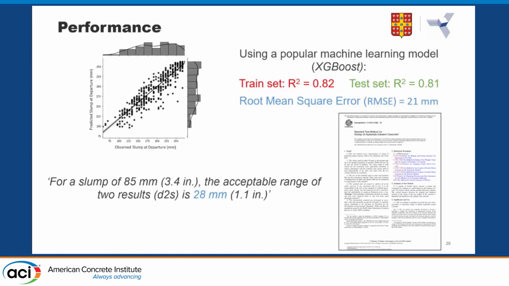Yeah, that's really wonderful. So for your input data, do you have replicate results for the slump, or do you just have one slump for each batch? One slump for each. Okay. Thank you.